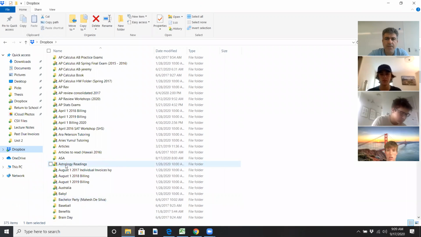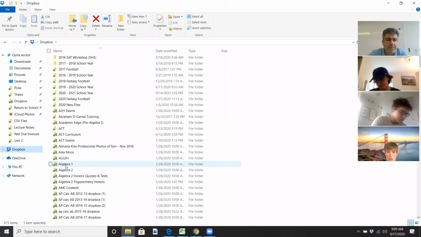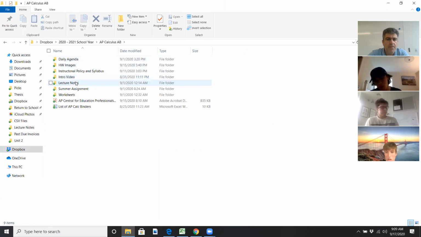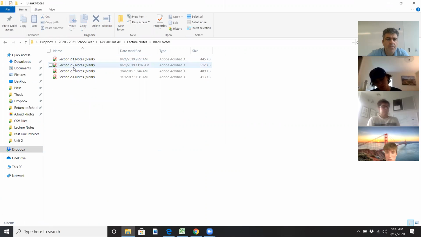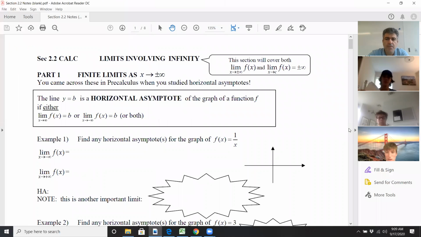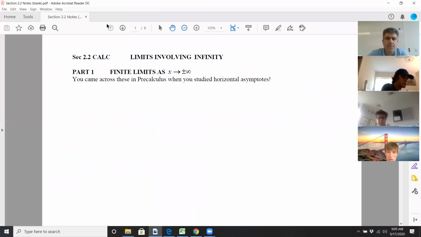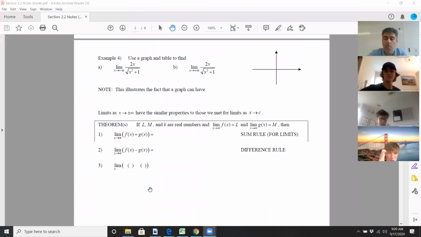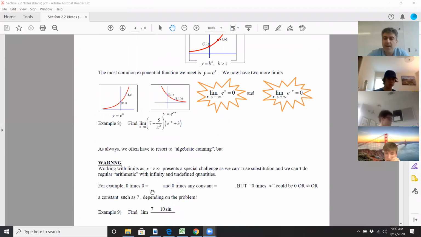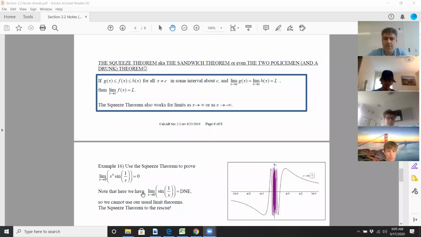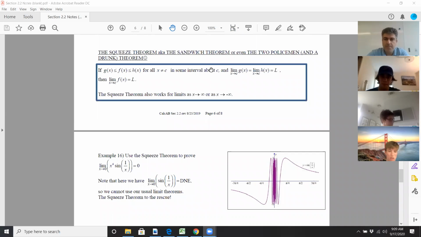Give me one sec here. So if you have your 2.2 notes out, you can make some updates or changes if the way I explain it is a little different. Some people call it the sandwich theorem.